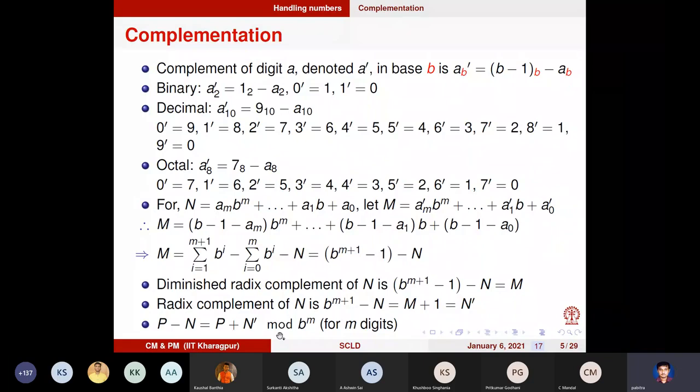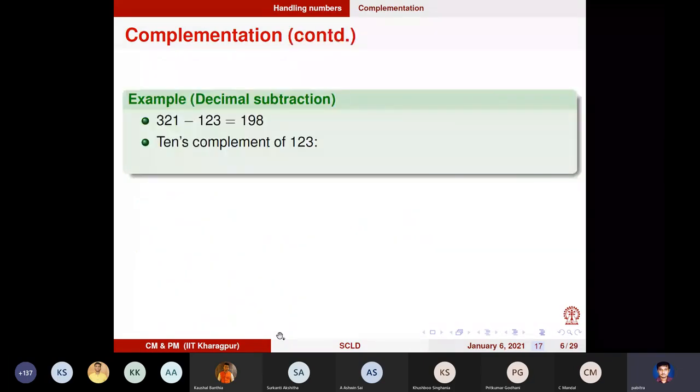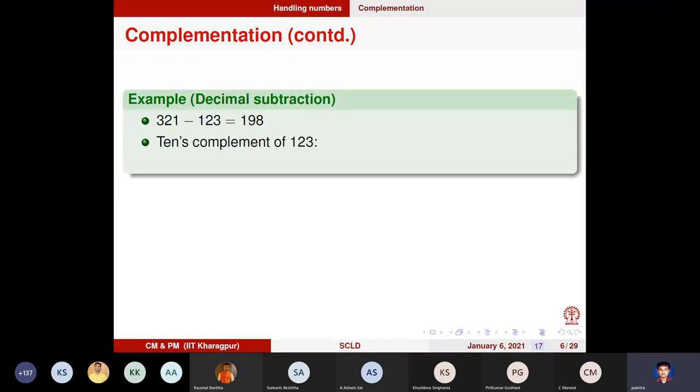Let's take an example. Suppose p is 321 in decimal and n is 123 in decimal. I want to compute 321 minus 123, which would give 198. So what is n prime? n is 123 and minus n is minus 123. I want to find n prime.